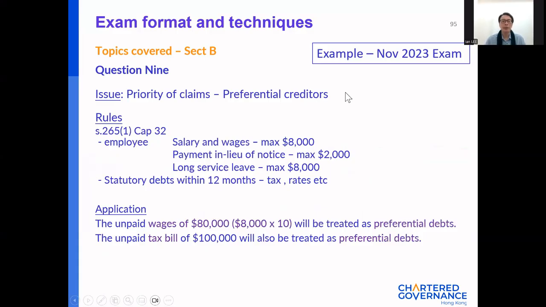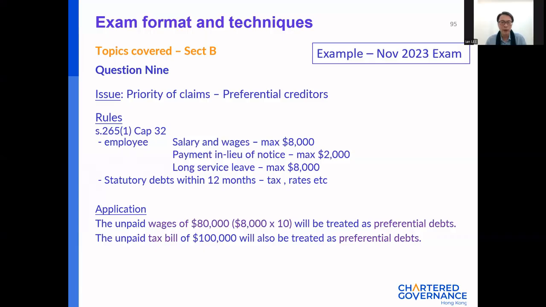Okay, so what about the preferential creditors? Section 265 1 of Cap 32 is actually a very long section. It covers many different categories that will fall under preferential creditors. So I just took some out, highlighted some just for information so you can see.